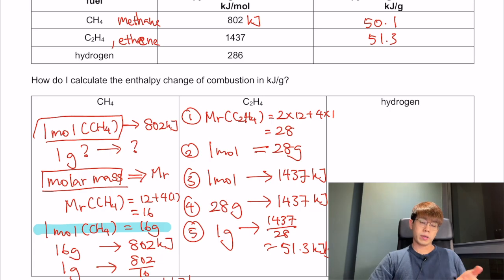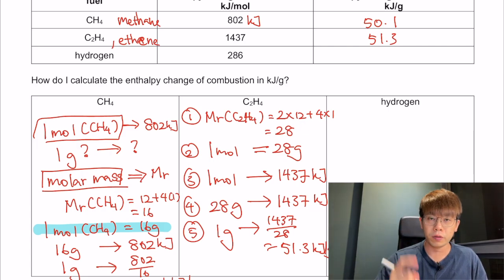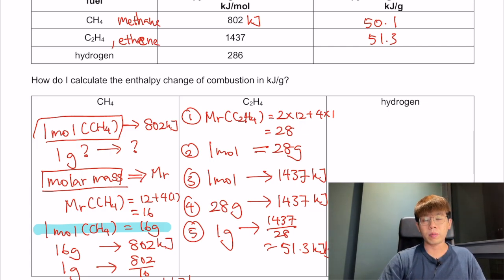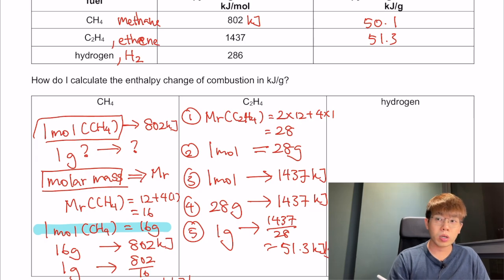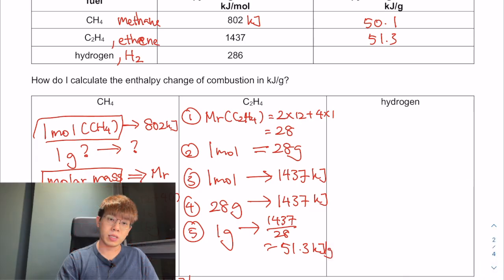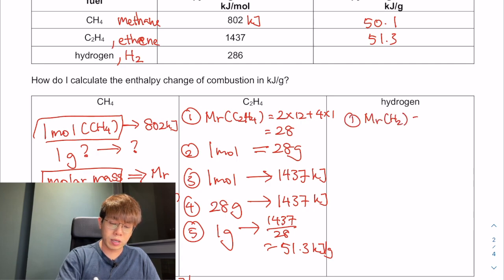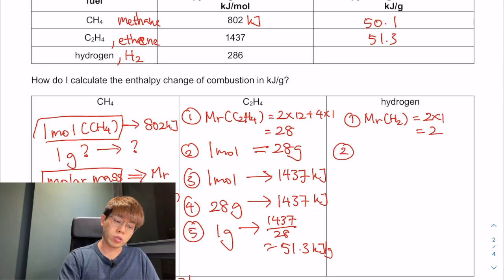Okay, right. Let's try doing hydrogen together. Now, the hydrogen, first problem that all students have, and you must not fall into this trap, is the formula for hydrogen. What is the formula for hydrogen? Okay, the formula for hydrogen is H2. You must remember that the formula of hydrogen is H2. Therefore, the Mr of hydrogen is 2 times 1 equals 2. So the molar mass of hydrogen is 2. That means that 1 mole of hydrogen is equal to 2 grams.